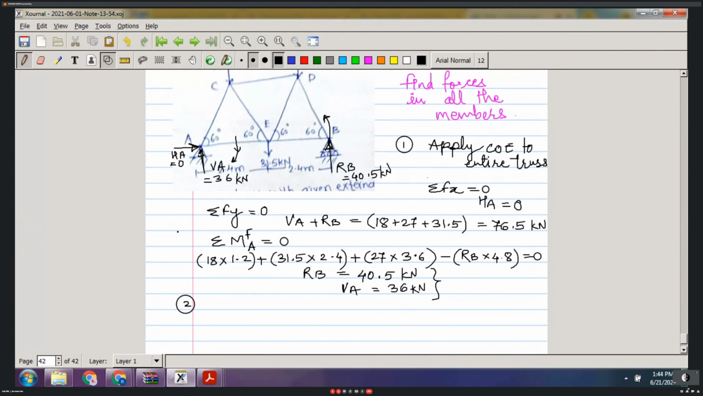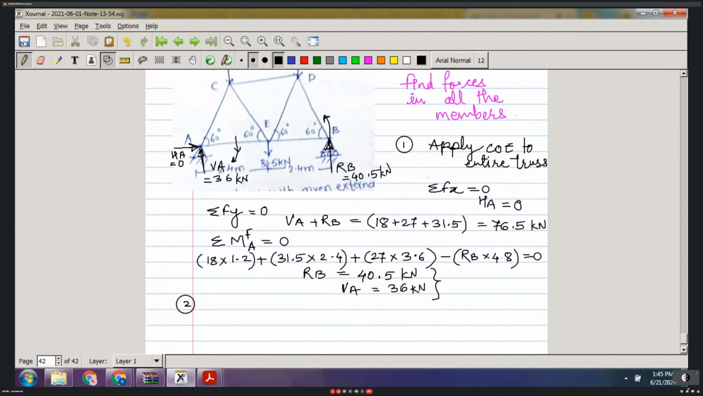In simple words, let me explain the meaning. You need to select that joint. Now you have to isolate one by one all the joints from the parent truss. I already told you our basic principle: if the entire truss is in equilibrium, every isolated member or joint will also be in equilibrium. So now what will I do? I will select a joint which does not have the intersection of more than two members.